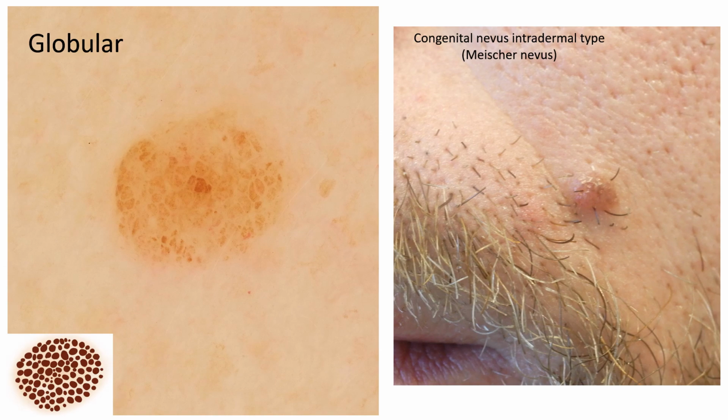Globular pattern. This is the type of pattern that we see with congenital nevi, either superficial type or intradermal type. In this instance, a congenital nevus intradermal type, a Miescher nevus.